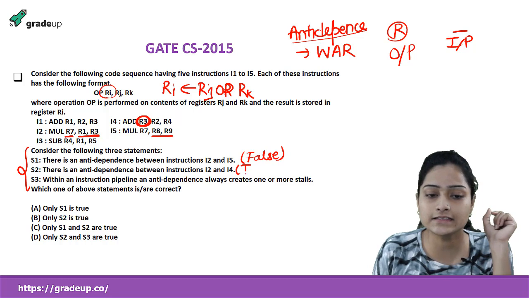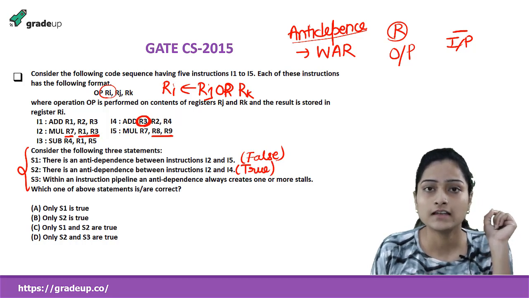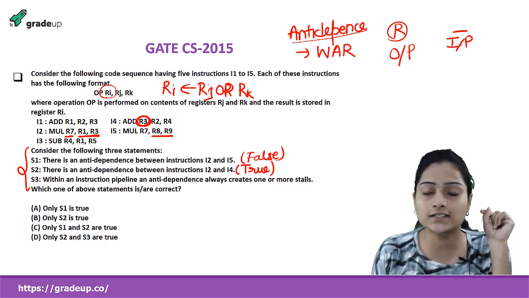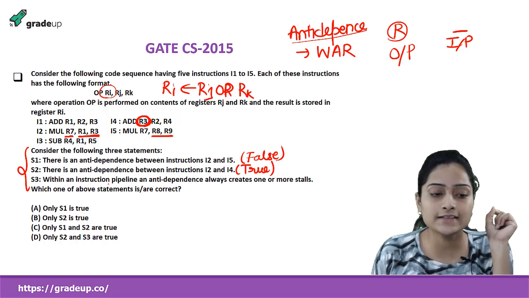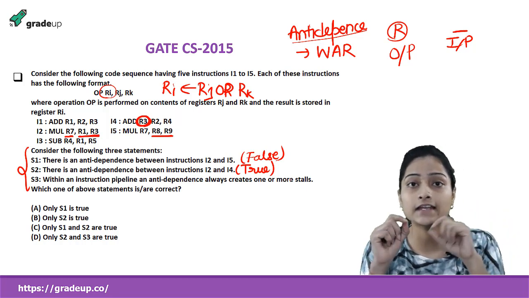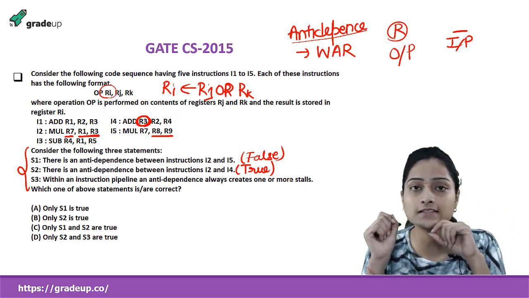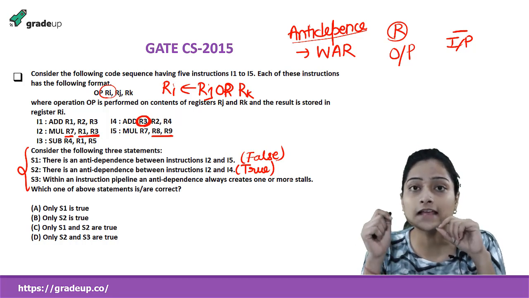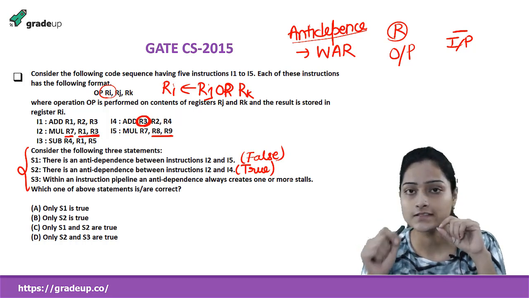So this condition is true. Let us check the third statement. What is the third statement? Within an instruction pipeline, an anti-dependence always creates one or more stall cycles. What it is saying is that if your instructions are such that anti-dependence exists between two instructions, then surely you are going to have some stalls.